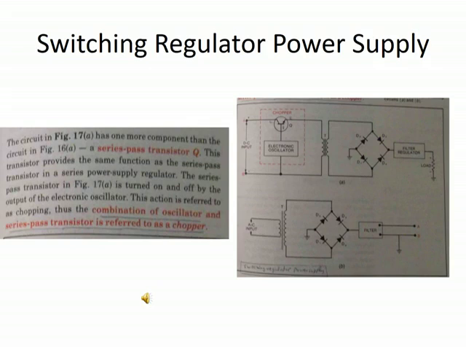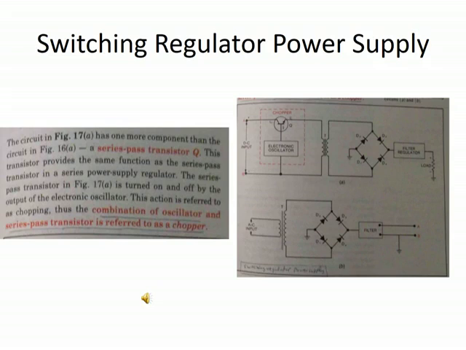The circuit in the figure has more components than the earlier circuit. This is what we call the series pass transistor Q. This transistor provides the same function as the series pass transistor in the series power supply regulator. The series pass transistor given in figure 17.A is turned on and off by the output of the electronic oscillator. This actually refers to the chopping. The combination of the oscillator and the series pass transistor is referred to as a chopper.